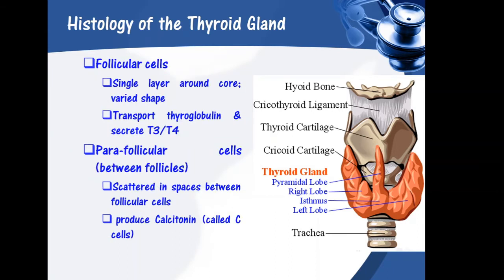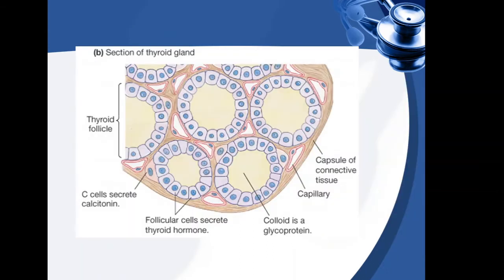Second is follicular cells, a single layer around the core. It has varied shape. It transports thyroglobulin and secretes T3 and T4. Third is it has parafollicular cells, which are scattered in spaces between the follicles and the follicular cells, and produce calcitonin, and hence they are also called C cells. So this is the structure or a sectioning of the thyroid gland.